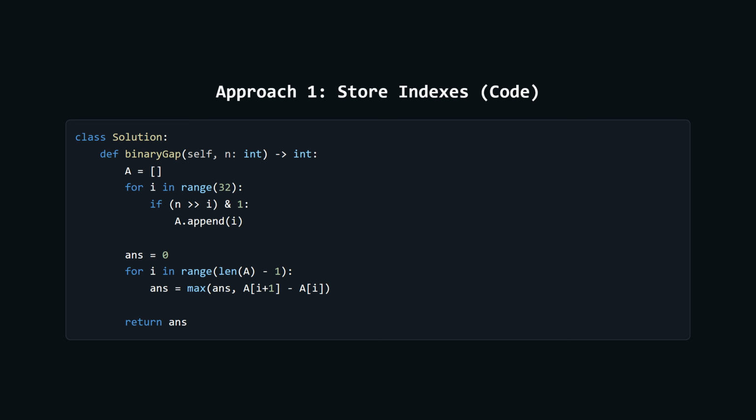Alright, here's the Python equivalent for the first approach. We loop 32 times because standard integers are up to 32 bits. We use a bitwise shift and an AND operation to check if the bit at the current i position is a 1. If it is, we add that index to our list A. Then, we just loop through list A and keep track of the largest difference we find.